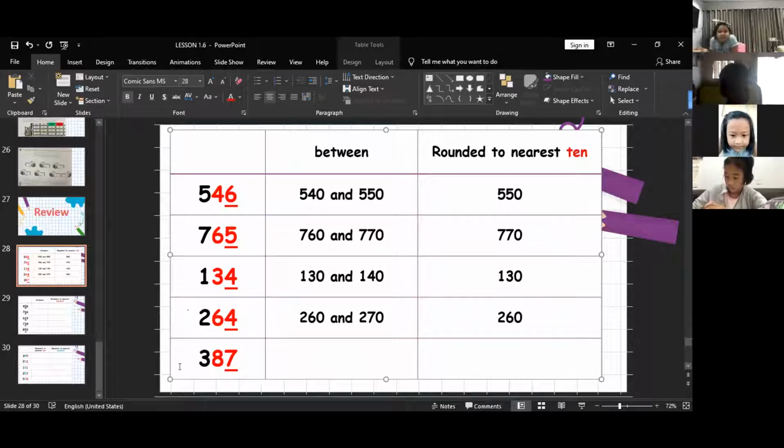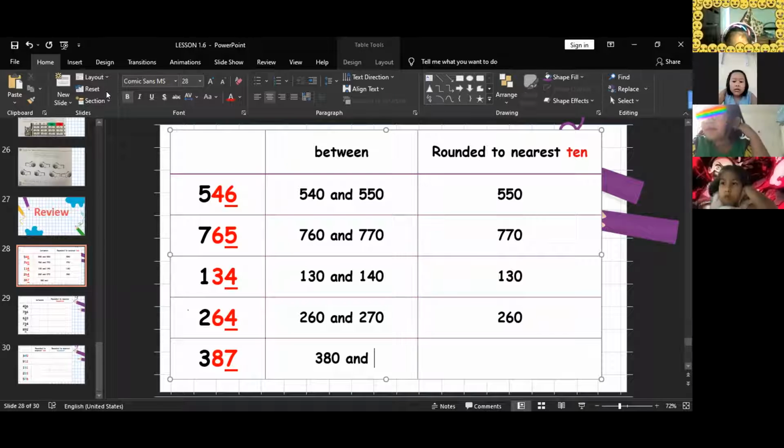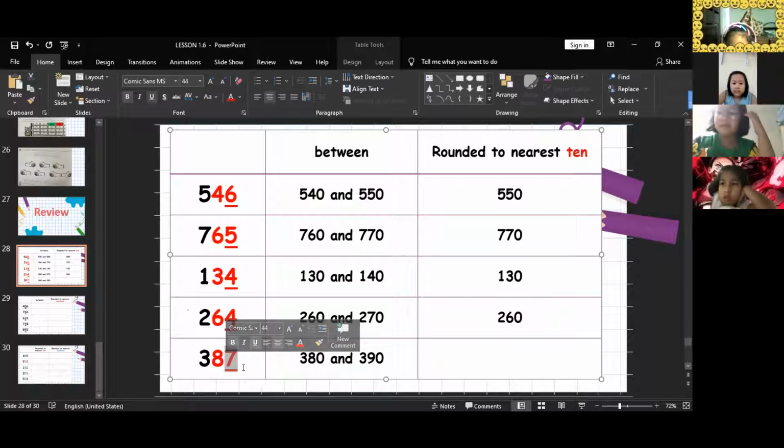Anda, can you read the number here? 387. 387 is between what number? 380. Okay, 380 and 390. Very good. And can you see the number here? The last number, the underlined number? What number? 390. Okay, this one first. What number is this? 7.